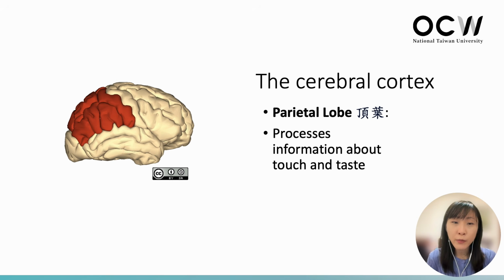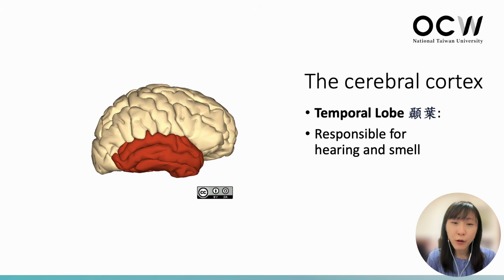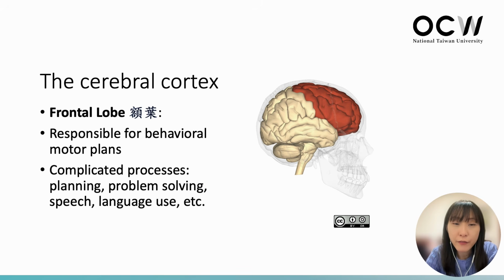The parietal lobe is at the upper back of the cortex, and it is important in processing information about touch and taste. The temporal lobe is the underside of the cortex, and it is important in hearing and smell. Finally, the frontal lobe is the forward part of the cortex. It is responsible for behavioral motor plans and also producing voluntary movements like waving hi. And it's also involved in complicated processes like planning and problem solving.